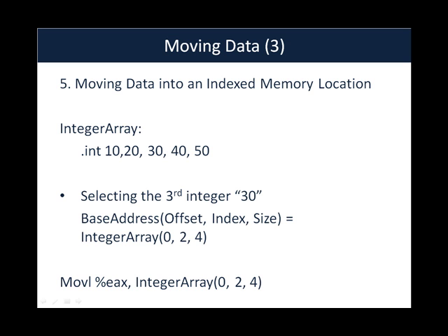So what will the instruction movl EAX into integer array 0, 2, 4 do? It would copy the value of EAX into the memory location where the value 30 is. We will look at all of this in demonstrations, so don't worry if you're confused at this point.